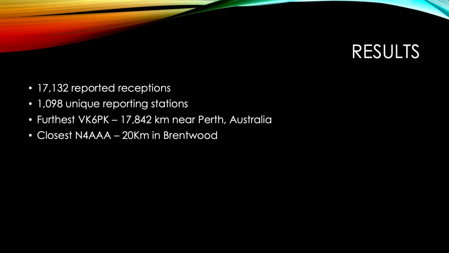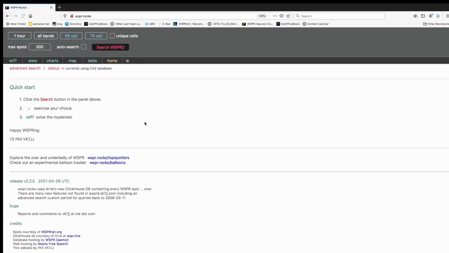The furthest was VK6PK, which is in Perth, Australia. So that was 17,800 kilometers. And the closest was right here in Brentwood, N4AAA, 20 kilometers away from me. So that's some of the high-level statistics. We're going to move into the WSPR.rocks website now, and I'm going to pull up the data from the 7-day experiment, and we'll take a look at some of the statistical analysis that's available both in the mapping and in the charts that they provide.